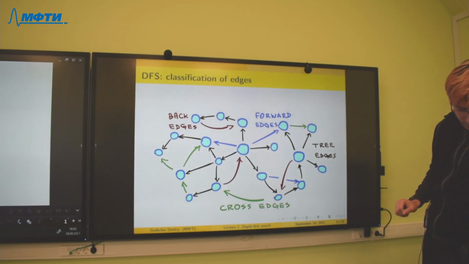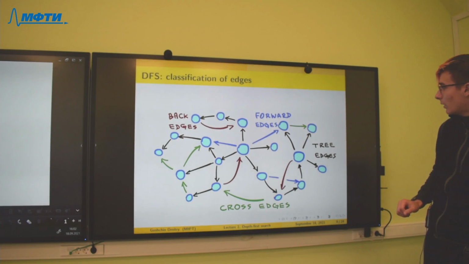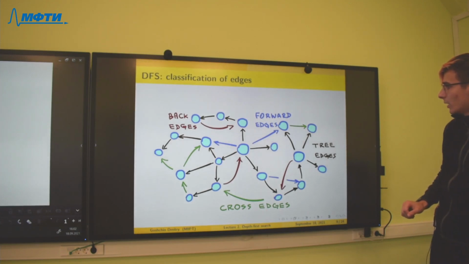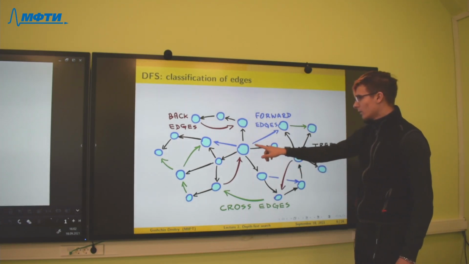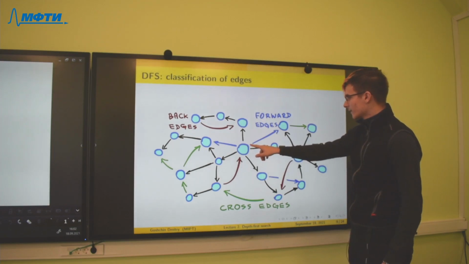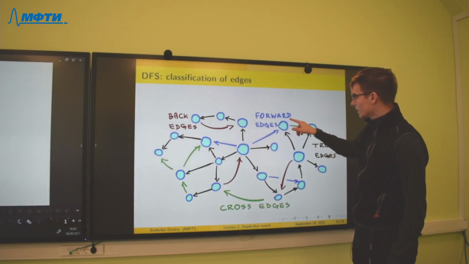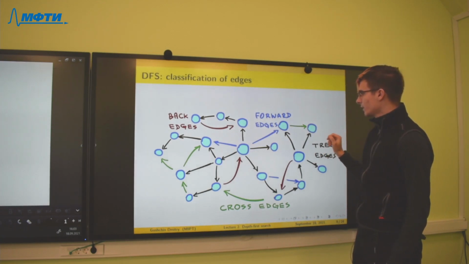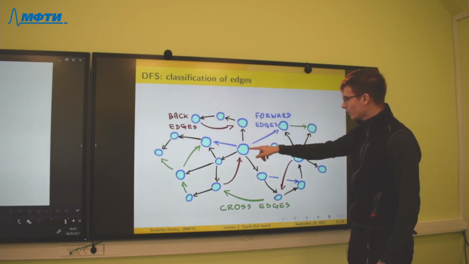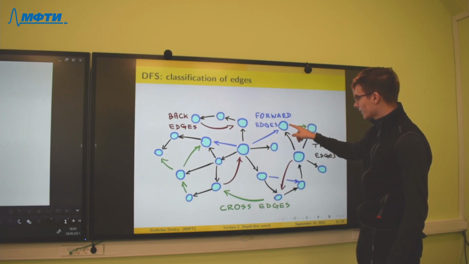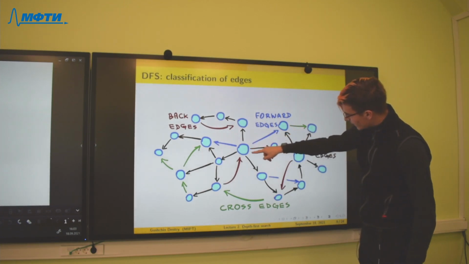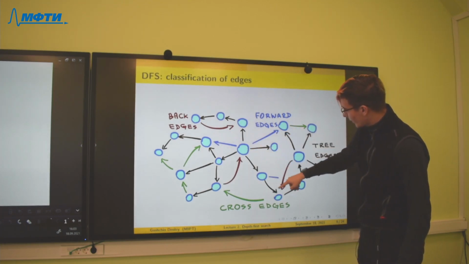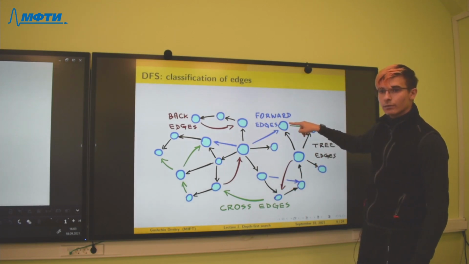So it's about forward edges. We say that an edge that starts in vertex U and ends in vertex V is a forward edge if U is an ancestor of vertex V. As we see in the tree, U has a path to the vertex V. Okay. Yep.